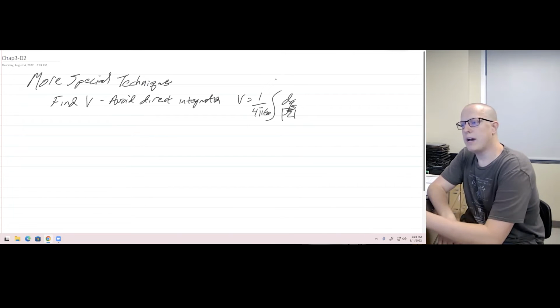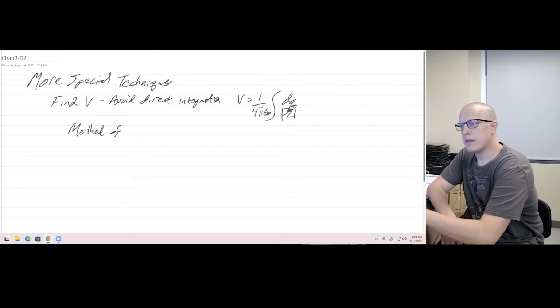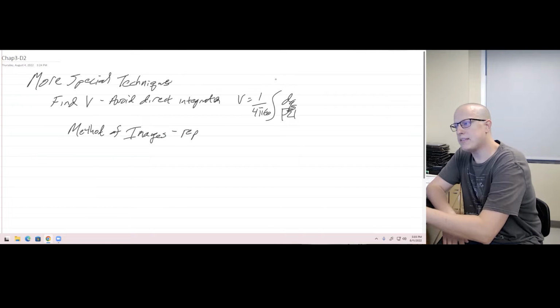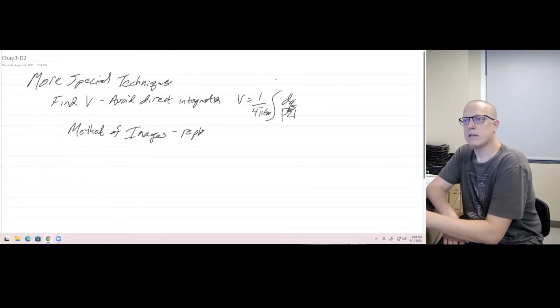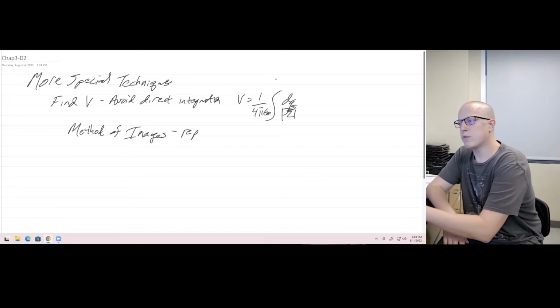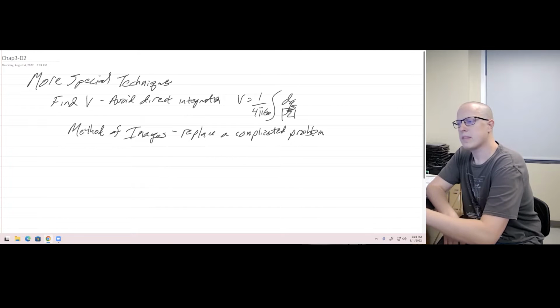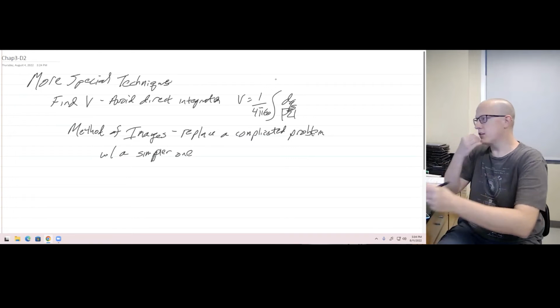So we already talked about method of images. That's what we went over last time. And the important thing about method of images was this idea that we can replace a complicated problem with a simpler one, as long as the boundary conditions are exactly the same.